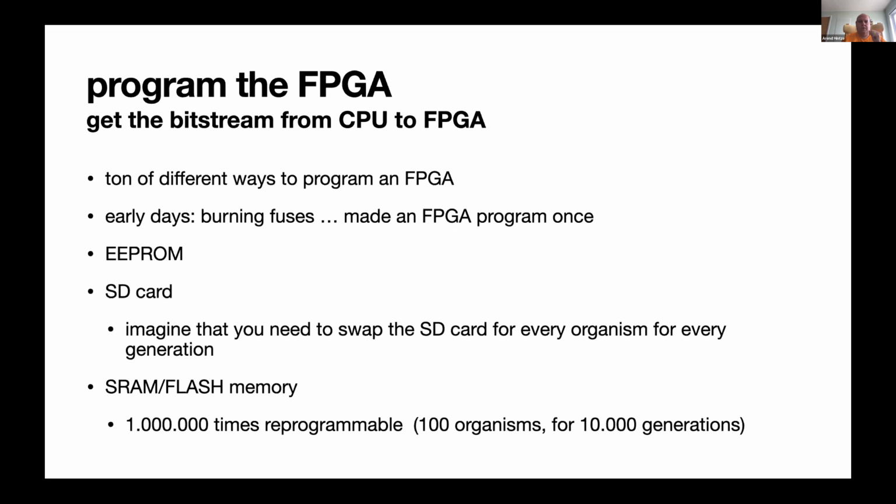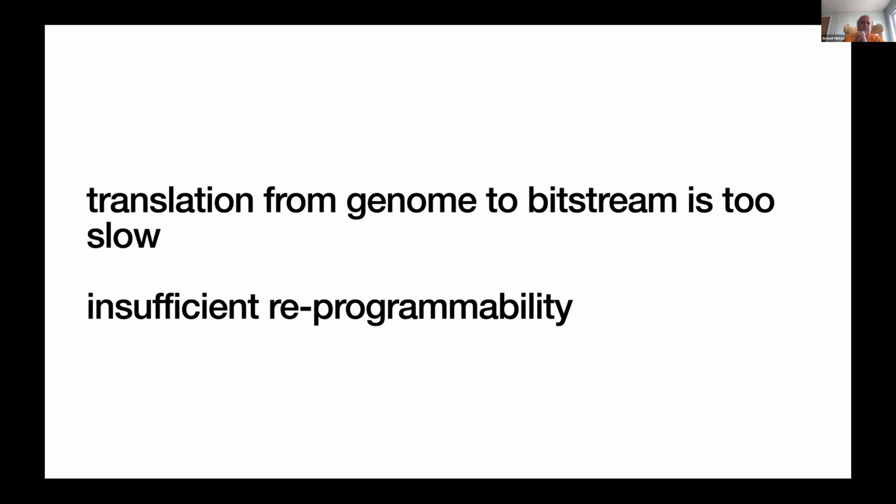Cool. Not an option. So translation from genome to bitstream is slow, and we have insufficient reprogrammability capabilities across the board. So yeah, screw this. That's pretty much what we decided. Being able to do a custom FPGA hardware accelerator for Markov brains, not an option with this current technology.